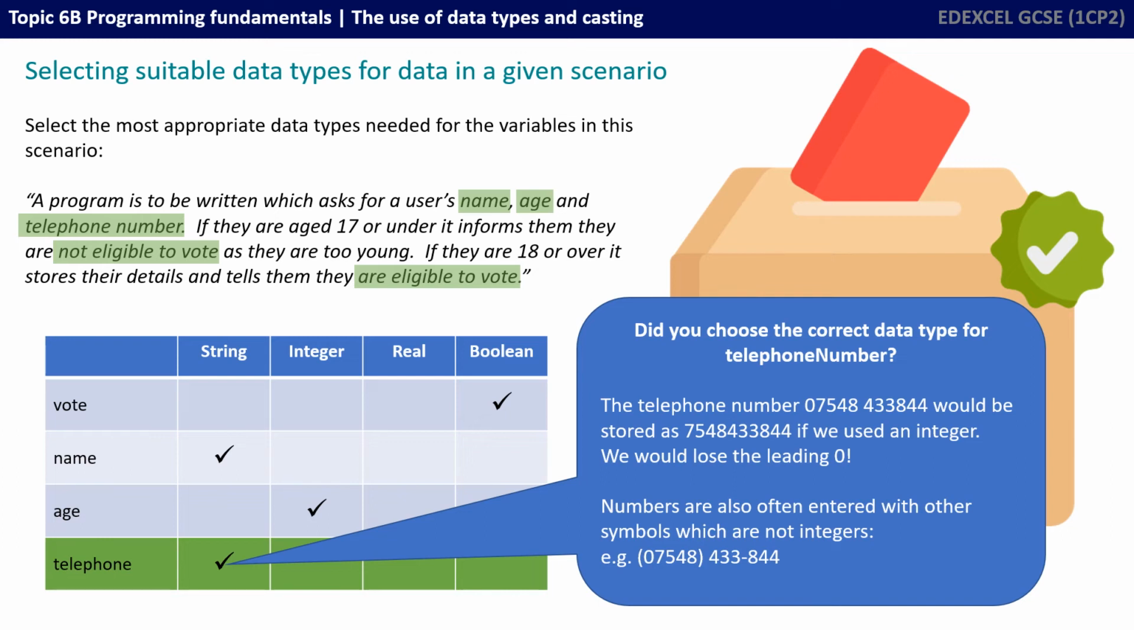Numbers also are often entered as telephone numbers with symbols. So people will sometimes go brackets 07548 brackets 433-844. And of course again, integers only support whole numbers. So this is why telephone numbers should always be stored as strings.